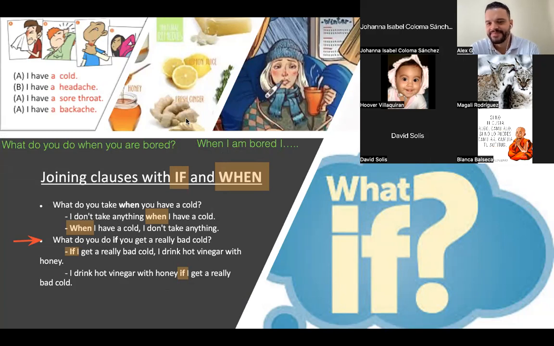When I'm bored, I read a book. Excellent, very good, Blanca. When I am bored, I read a book. What about Hoover? Hoover, what do you do when you are bored?